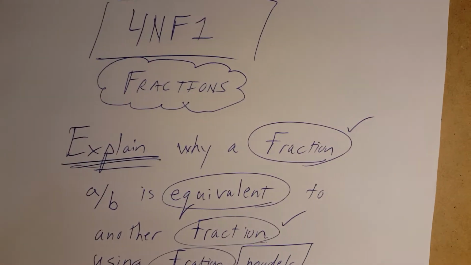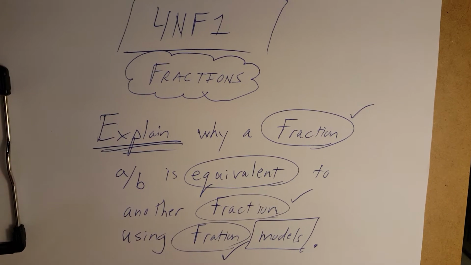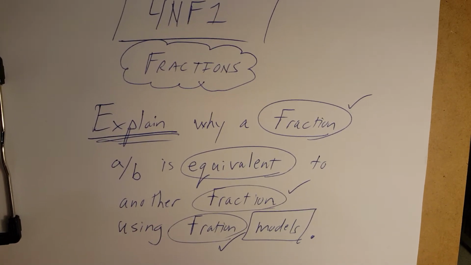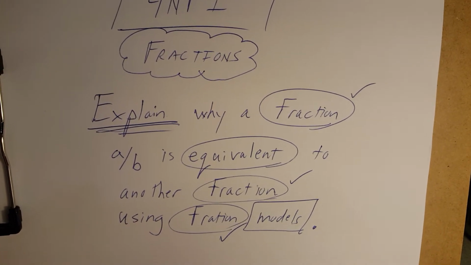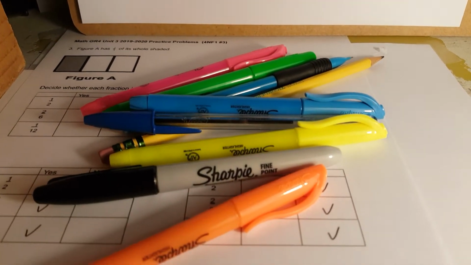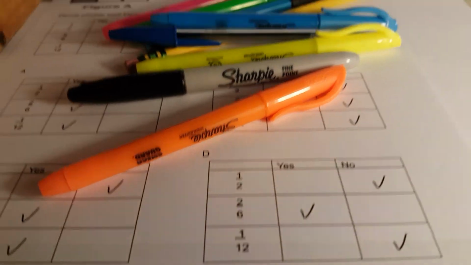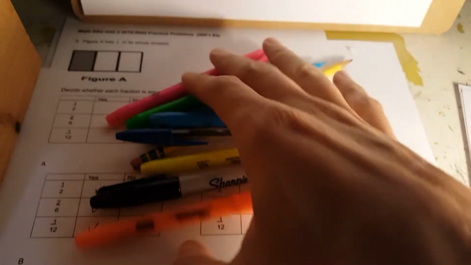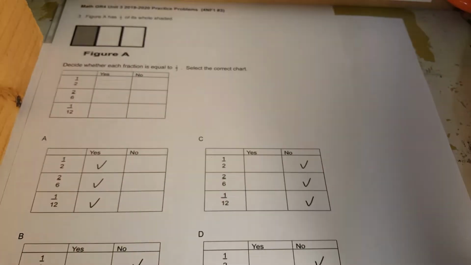Welcome back. Let's go. 4.NF.1, fractions. Explain why fraction a over b is equivalent to another fraction using fraction models. It goes on forever. This problem is never ending. It's like 2,000 problems in one.